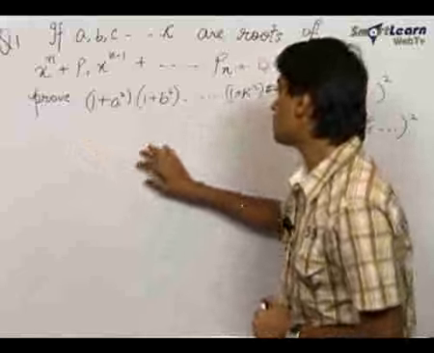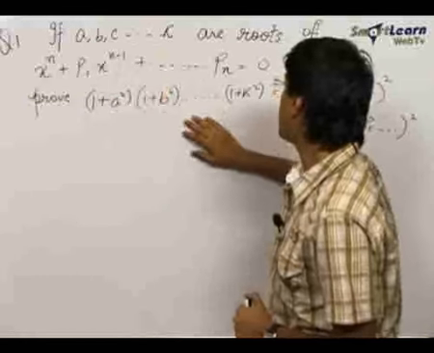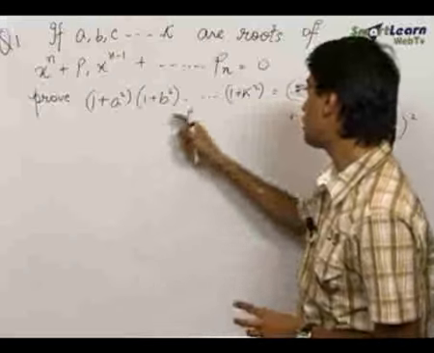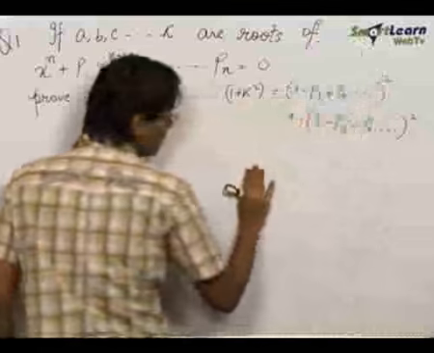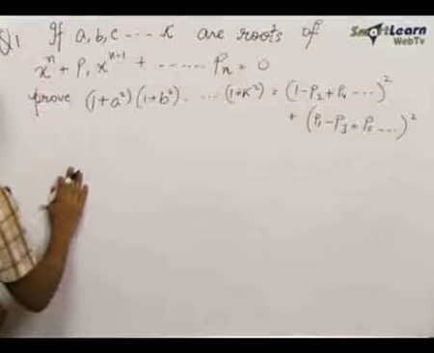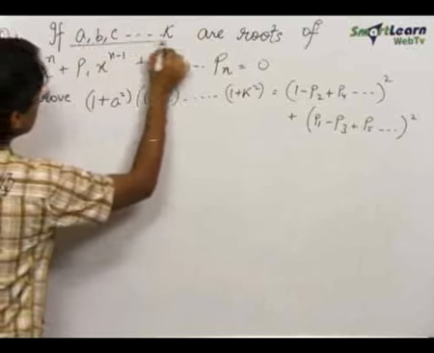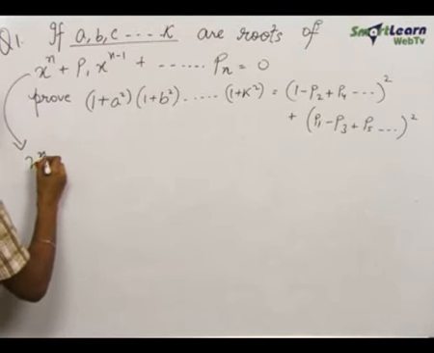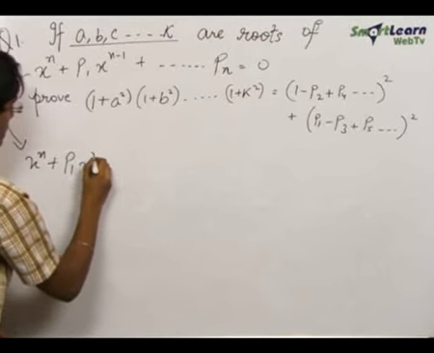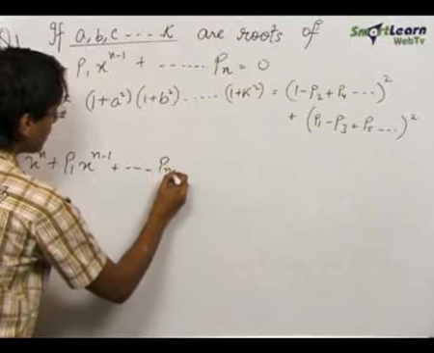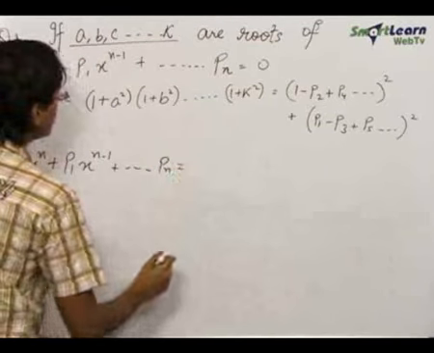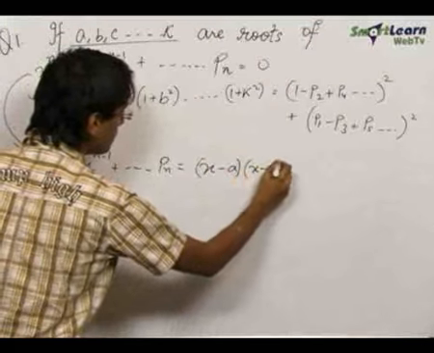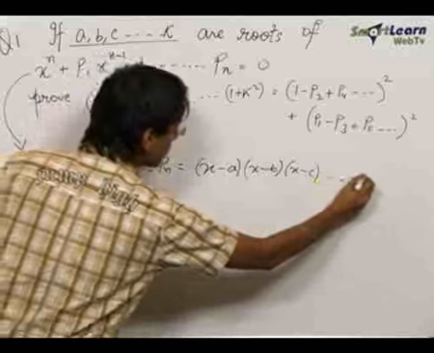The first problem which we have is we are given that a, b, c up to k are the roots of this equation, and we need to prove that (1 plus a square) into (1 plus b square) up to (1 plus k square) is equal to this thing. Now starting with the fact that a, b, c up to k are the roots of this equation, we can write it as x power n plus p1 into x power n minus 1 up to pn is equal to, since these are the roots, x minus a, x minus b, x minus c up till x minus k.